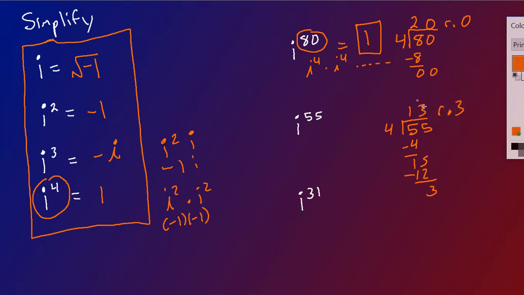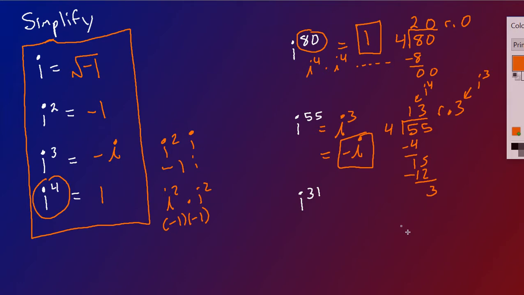So what does this mean? Well, I have 13 i to the fourths. And then I have i to the third left over. So what's this equal? i to the third. Well, what's i to the third? Negative i. So this is our answer here. So again, we want to have this chart memorized.